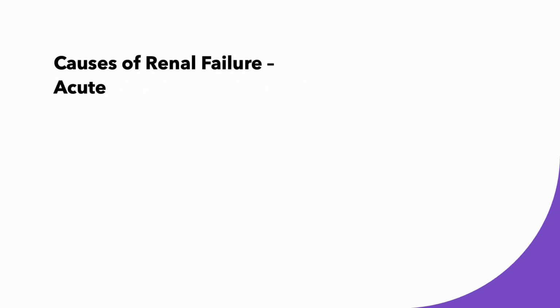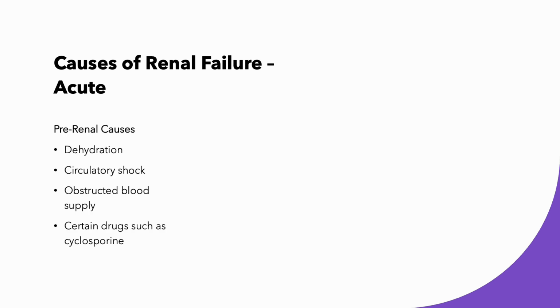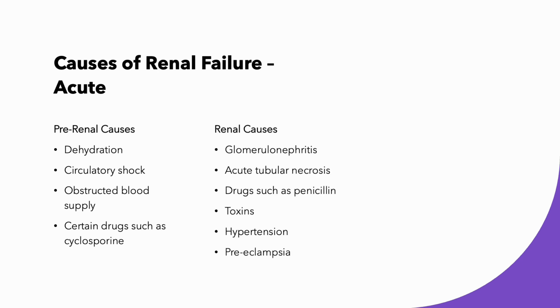Causes of acute renal failure can be a wide number of things, and it is very rare that the kidney itself is the problem. To reflect this, causes are normally grouped as pre-renal, renal, and post-renal causes. Pre-renal causes include dehydration, circulatory shock, obstructed blood supply, and certain drugs such as cyclosporin. Renal causes include glomerulonephritis, acute tubular necrosis, drugs such as penicillin, toxins, hypertension, and preeclampsia. And post-renal causes include situations such as urethral obstruction and ureteric obstruction.